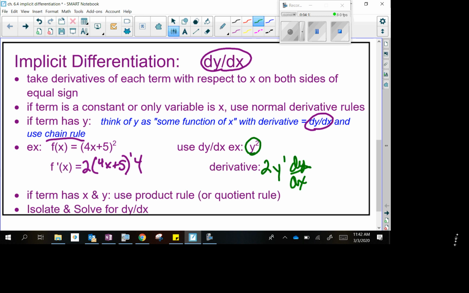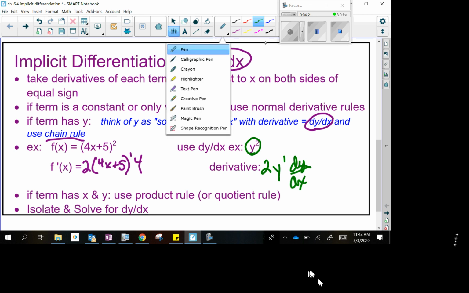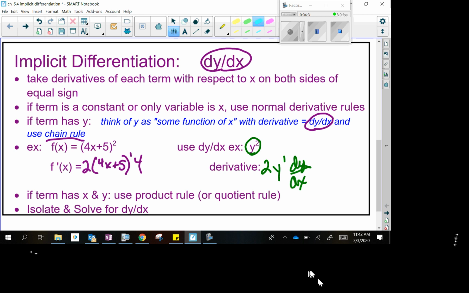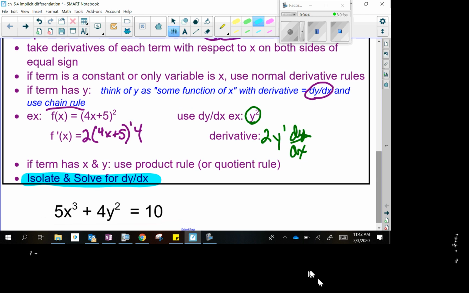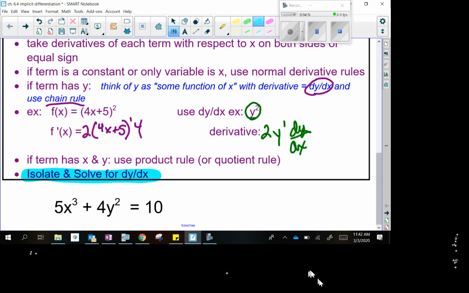Now, after we do that, if the term has a combination of x and y, we're going to have to use the product rule. It could be multiplied, or the quotient rule if they're divided. Again, we'll go through examples. And then at the very end, we isolate and solve for dy/dx. So we put these in our equation anywhere we see a y, but in the end, to actually answer the problem, or to solve the derivative, we solve for dy/dx. So a little bit weird, a little bit strange, a little different. Okay, so let's try a couple of these.